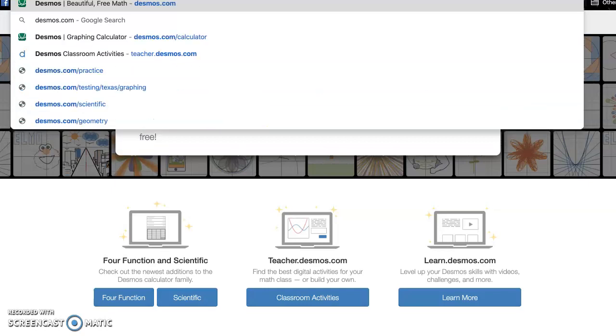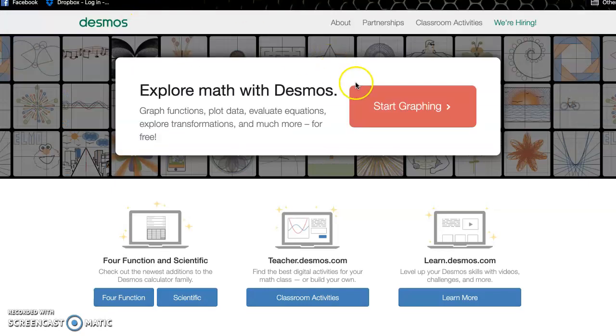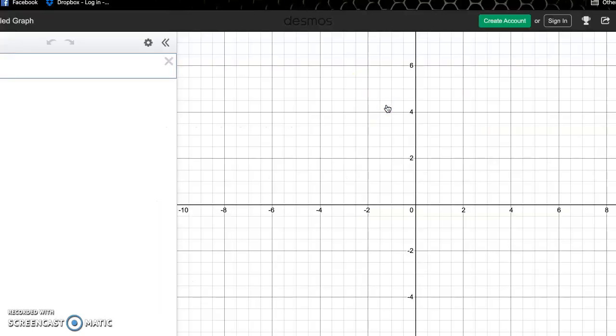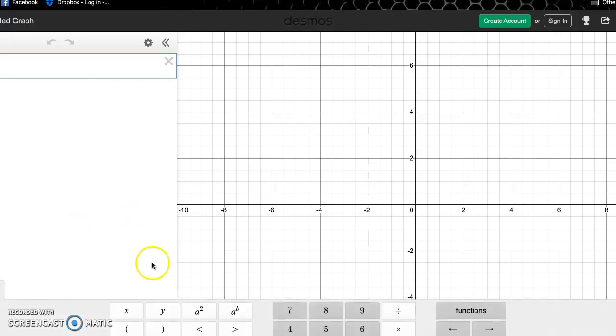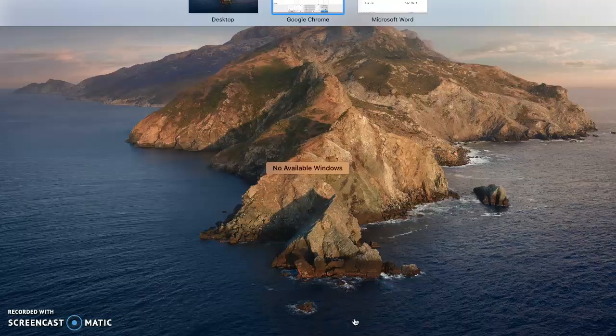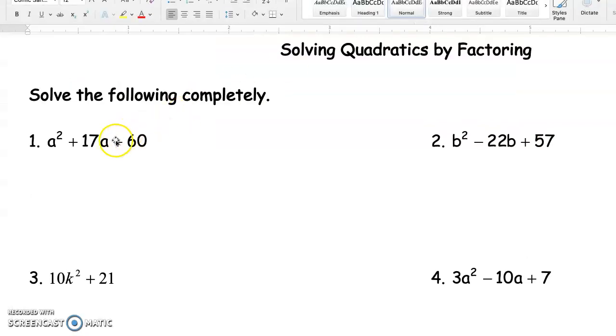Desmos.com and you'll get this screen. And after that, hit the start graphing, and here's your graphing calculator. You can press this to show the keypad, and you can maneuver through to type in your mathematical problem. So the first problem, I'm going to do 4 examples here, these 4 examples.